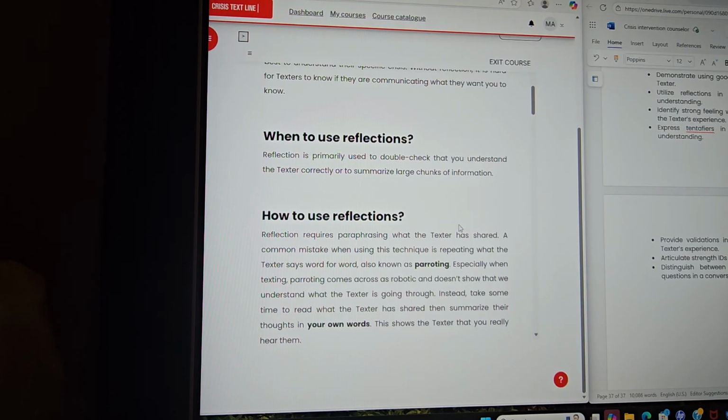How to use reflections: reflection requires paraphrasing what the texter has shared. A common mistake when using this technique is repeating the texter's words word for word, also known as parroting. Especially when texting, parroting comes across as robotic and doesn't show that we understand what the texter is going through. Instead, take some time to reread what the texter has shared and summarize their thoughts in your own words. This shows the texter that you are really hearing them.